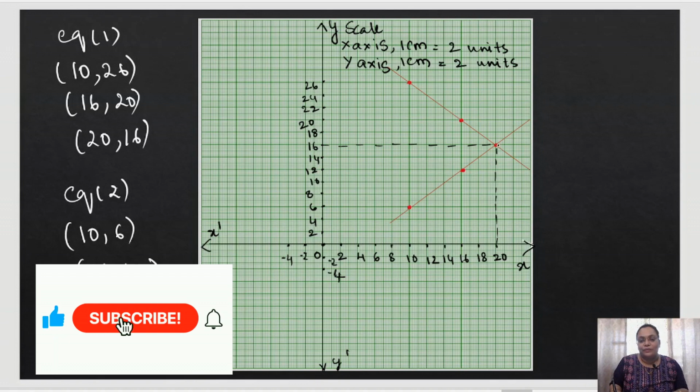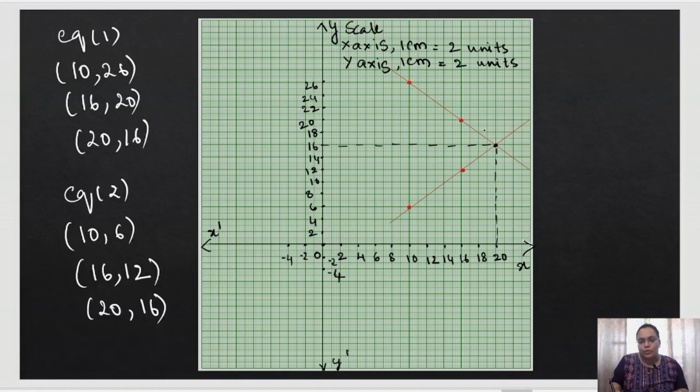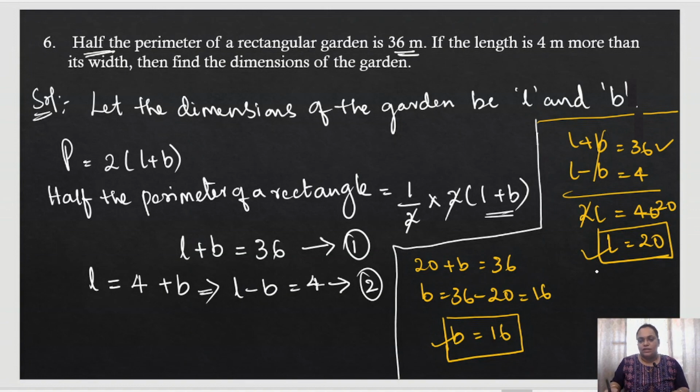So from the graph we can see that these two lines intersect at the point 20 and 16, which is L and B. So therefore we can say that the dimensions of the rectangle are: length L is equal to 20 meters and breadth is equal to 16 meters. So that is the same thing we have got here. Length is equal to 20 and breadth is equal to 16.